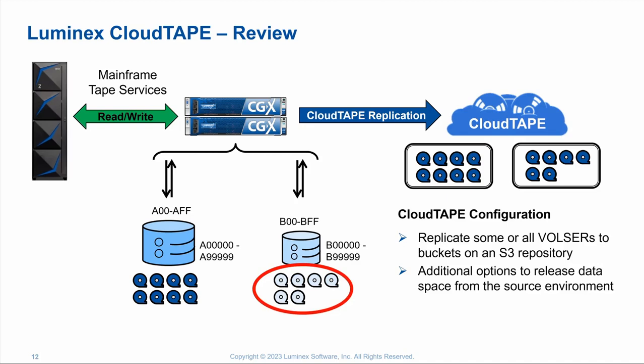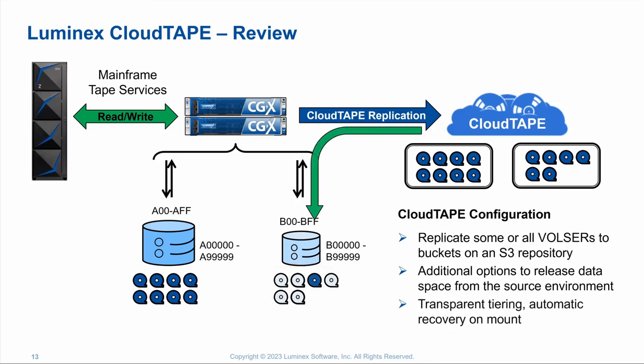It includes additional options to release data space from the source environment. So the capability to retain the metadata for the tape in the primary storage environment, but release the data space. So effectively acting like an archive for tape, ML2 for tape, if you like. And of course, if we're going to do that, then we need automatic recovery on mount, transparent tiering. Issue a mount, the tape is recovered from the cloud environment, and Bob's your uncle, you're back in business. So that is the basic Luminex Cloud Tape service.